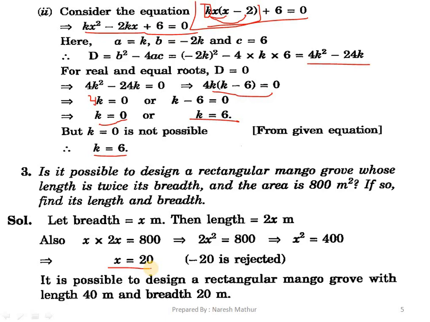But as we are talking about the breadth and length, it can't be negative. So we'll discard the negative value and take only the positive. So x equals 20. So we'll write this condition is possible, and the length and breadth will be 40 and 20 meter.